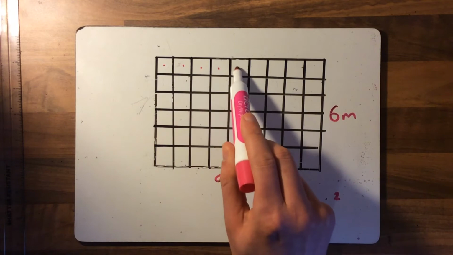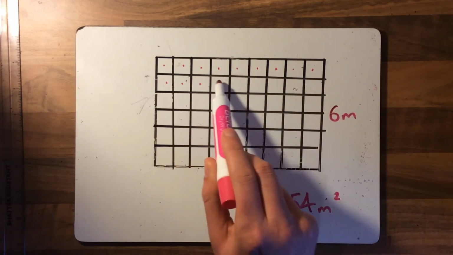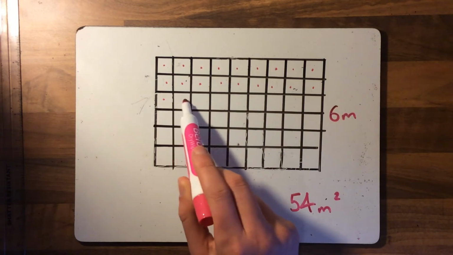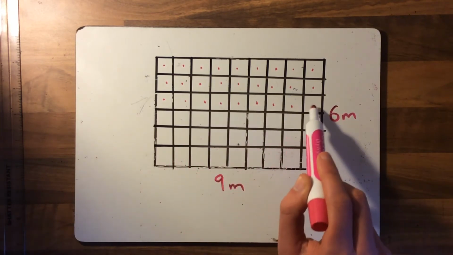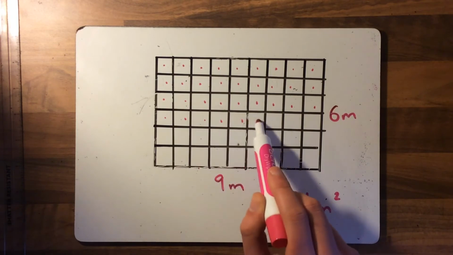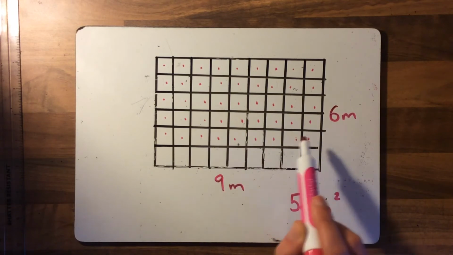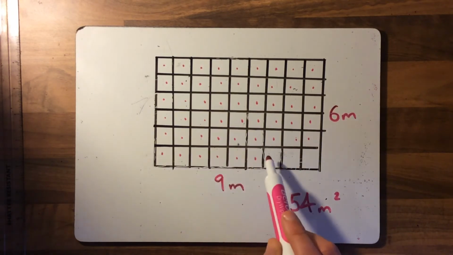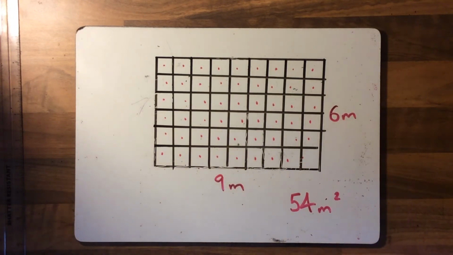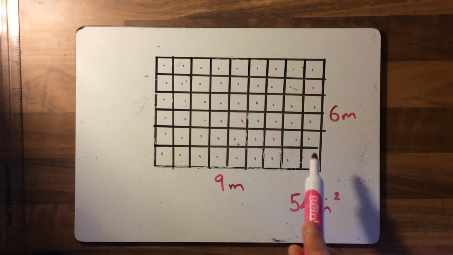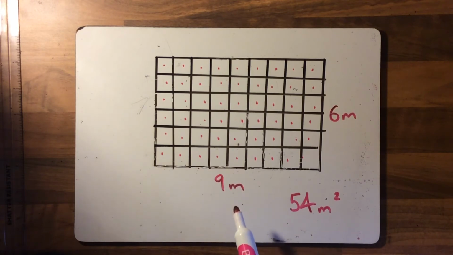1, 2, 3, 4, 5, 6, 7, 8, 9, 10, and so on up to 54. So we've got our 54 squares there, because 9 times 6 is 54. And it was far more straightforward and efficient to just multiply the length by the height, and it tells us how many squares there are within this shape.